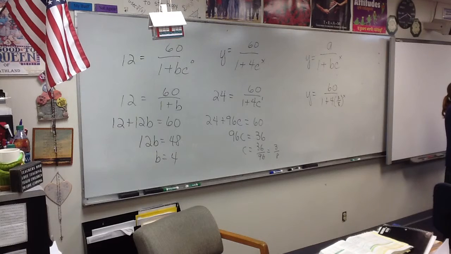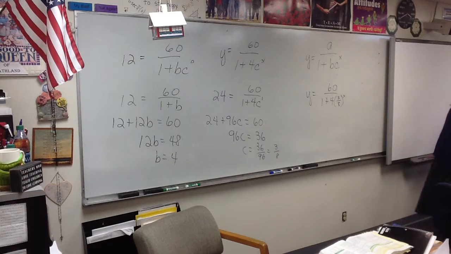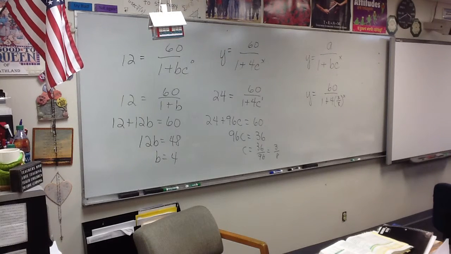Initial height is 5. The limit to growth is 30. And it passes through 3, 15.